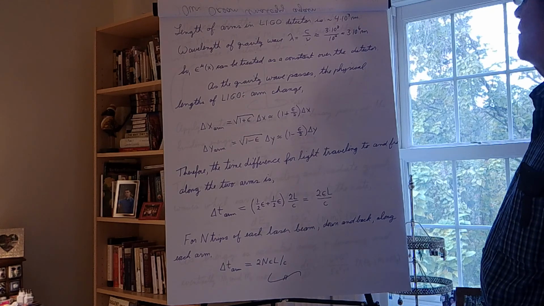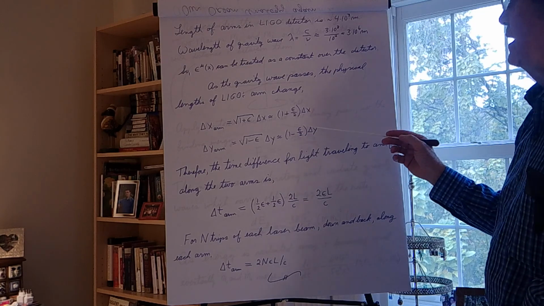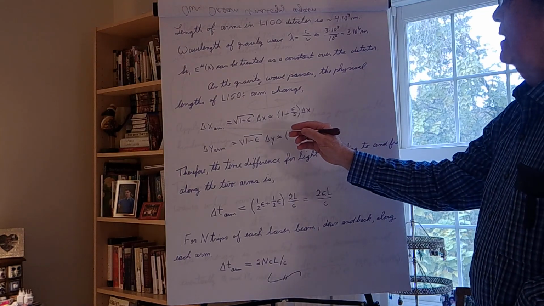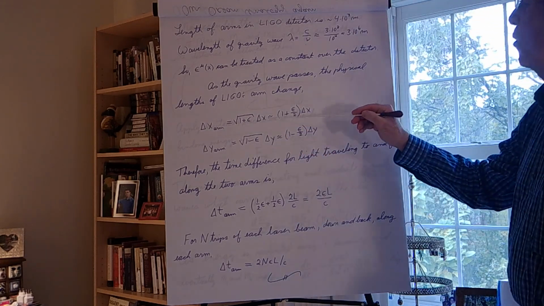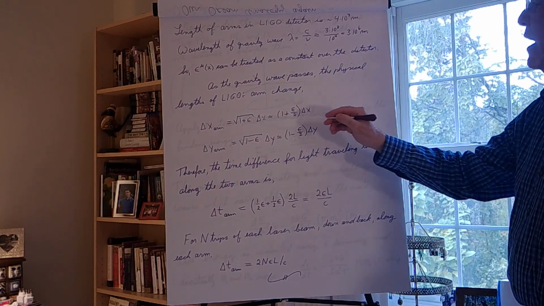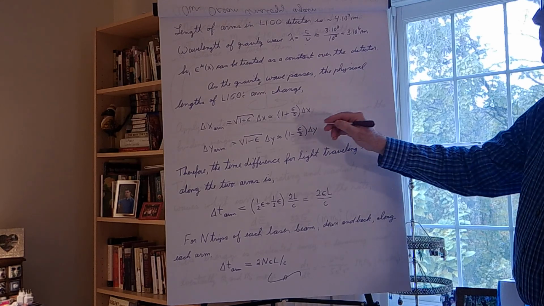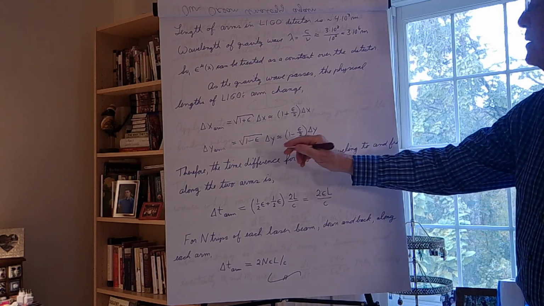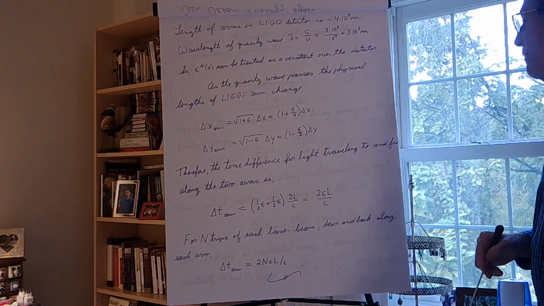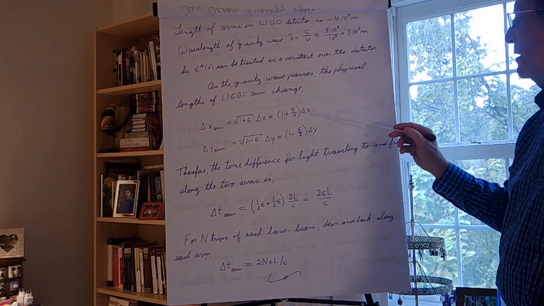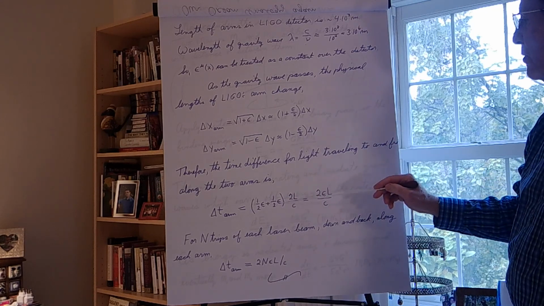As the gravity wave passes, the physical lengths of LIGO's arms change. If I go back to the previous screen and take the appropriate square roots to get the physical lengths, delta x arm, in terms of the coordinate changes and the metric, I have this in the x direction, taking the square root, the 1 plus epsilon over 2. Similarly in the y direction, but of course with a minus here. Therefore, the time difference for light traveling to and fro along the two arms is the difference. So I take the difference, so they both sum.